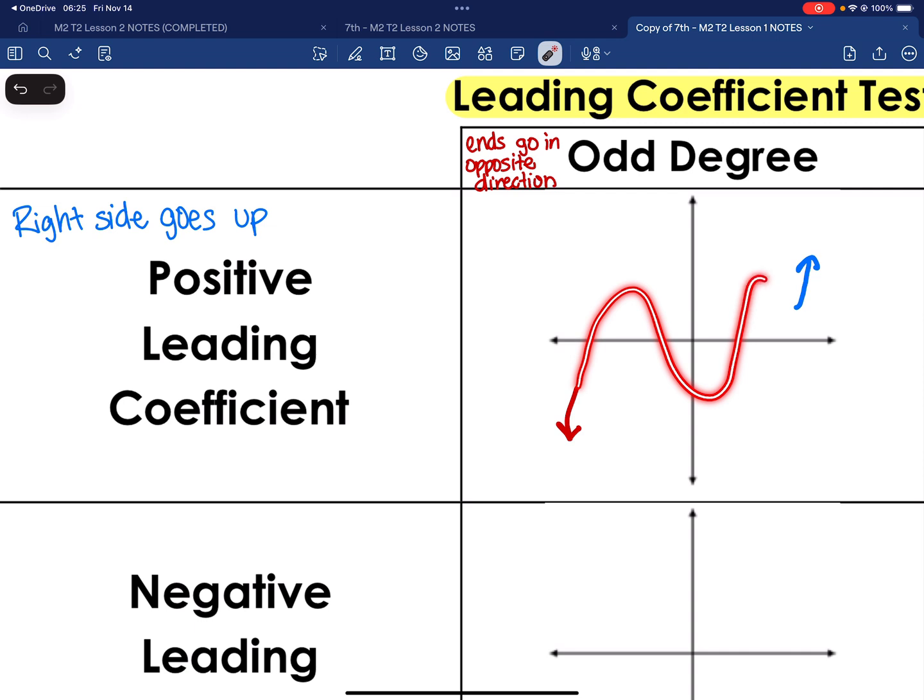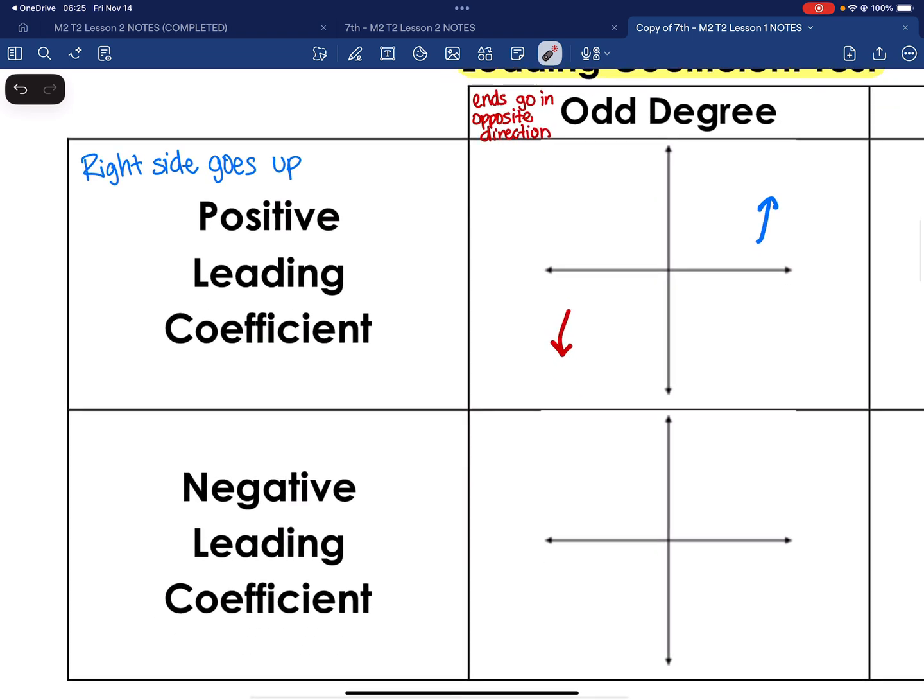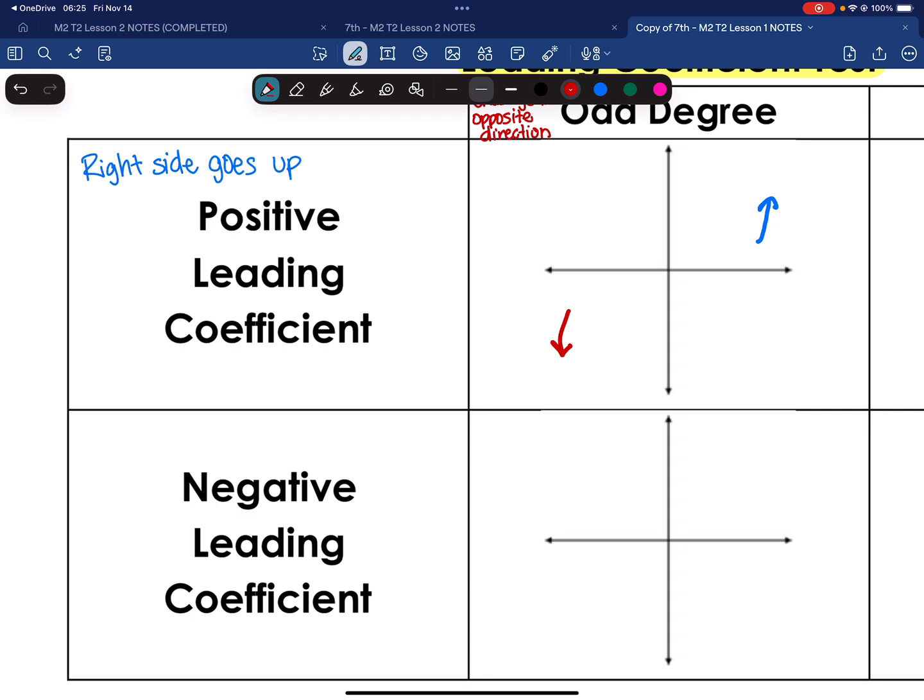Now, we don't know what's happening in the middle of the polynomial. It could do something like this. It could just go like that. We have no idea. But what we know for sure is that the right side goes up and the left side goes down. Now, if we have an odd degree with a negative leading coefficient, the right side will go down. So this side is going down, which means if it's an odd degree, the left side has to go up because they go in opposite directions.